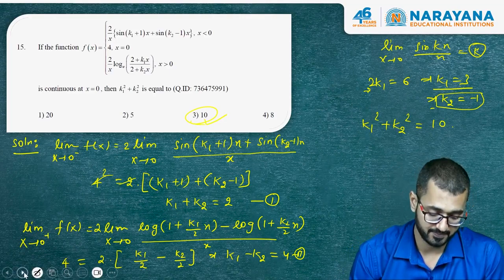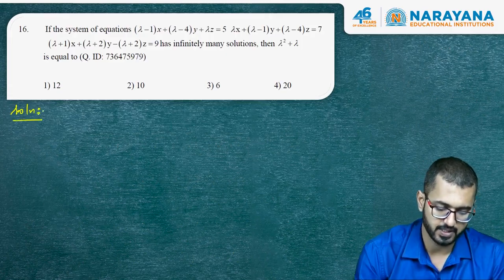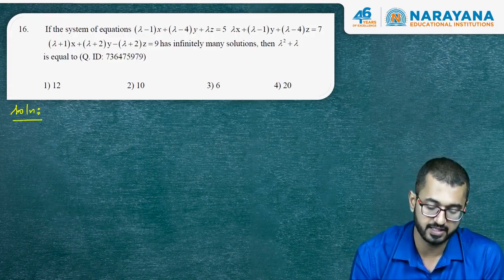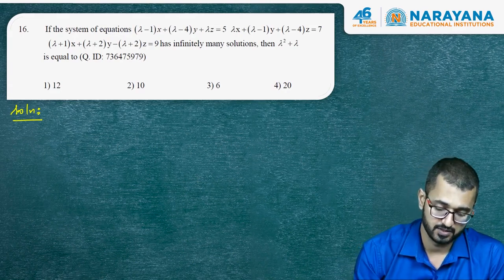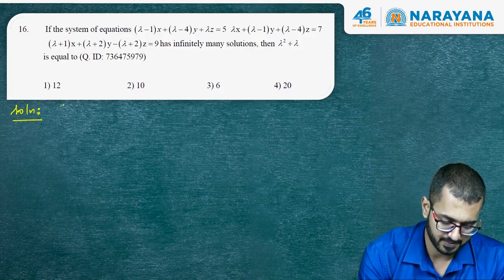Coming to the next. Now look at this question. They are saying if the system of equations has infinitely many solutions, then lambda square plus lambda is what? So this system has infinitely many solutions. That means definitely you can write it like this, in this form first.